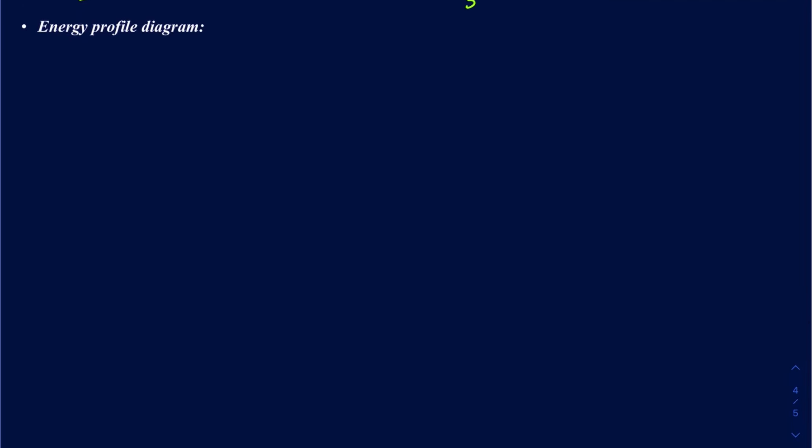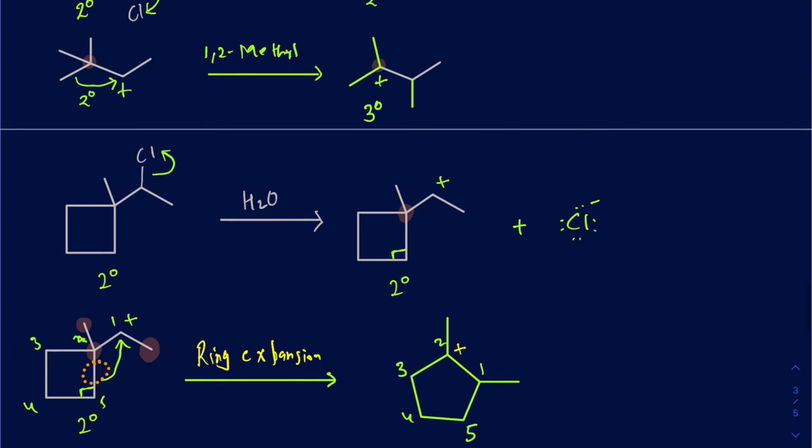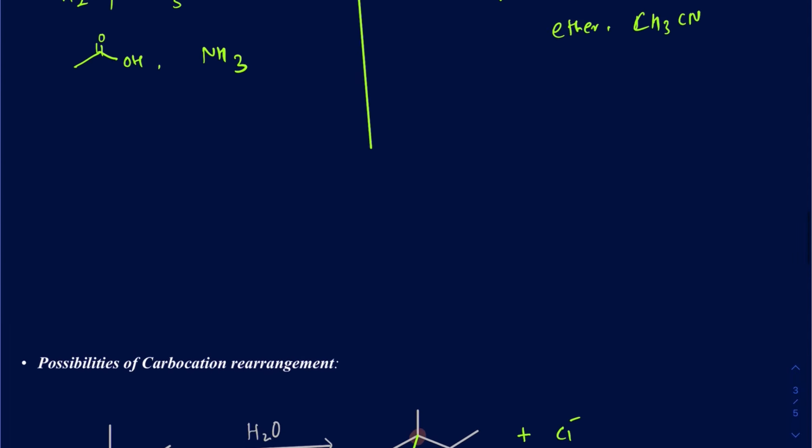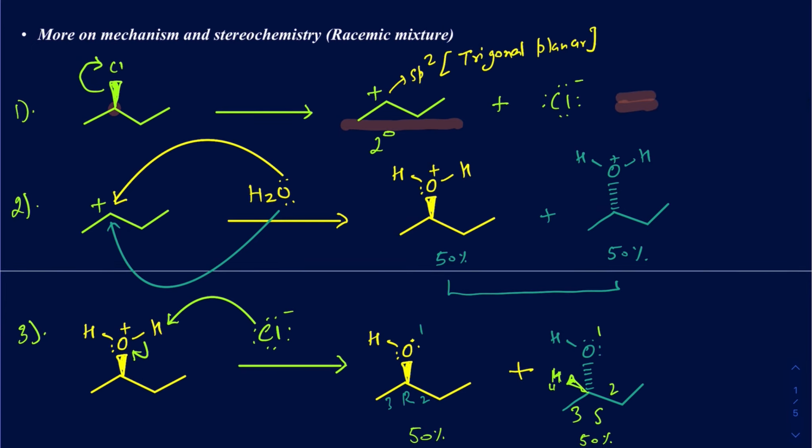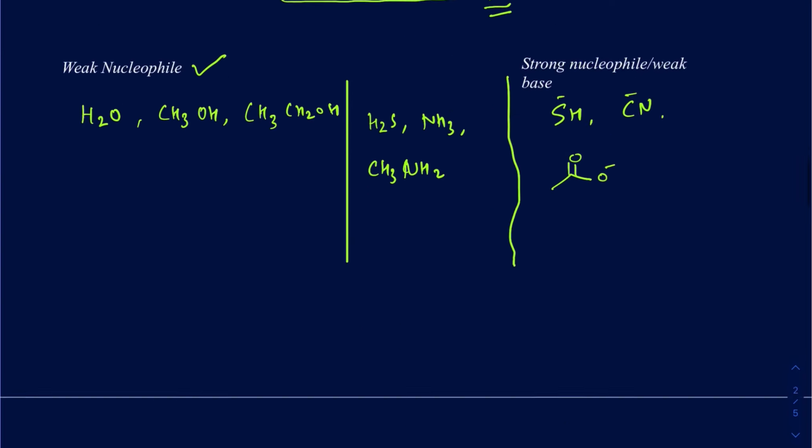So when we talk about energy profile diagram, so far we have seen you're going to have at least 2 steps in the mechanism, but then you can also have 3 steps in the mechanism depending on if you do have an acid-base reaction. But the most important part is going to be your first step, which is the formation of carbocation. That's going to be your most energy consuming step or the slowest step, and that's going to be your rate determining step.